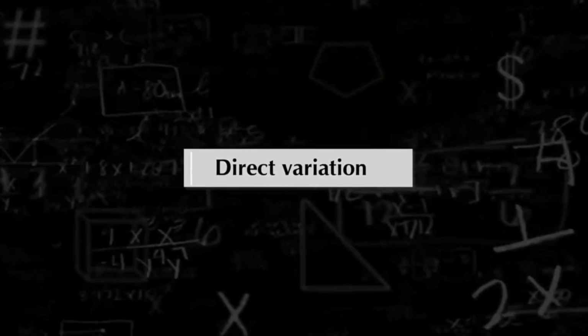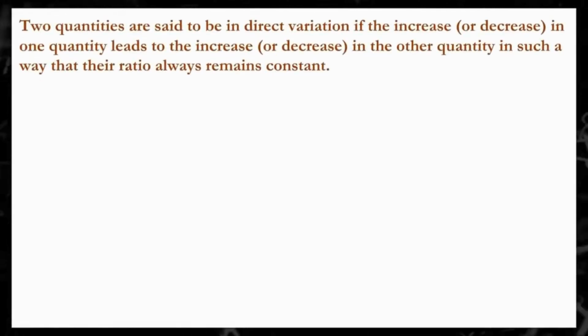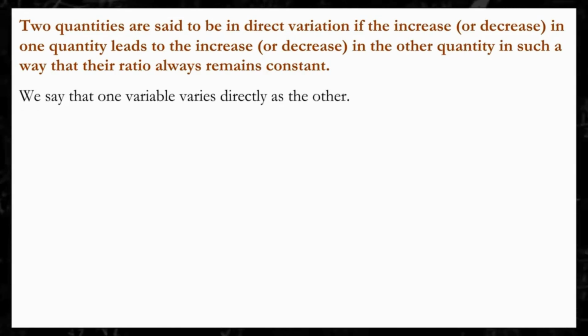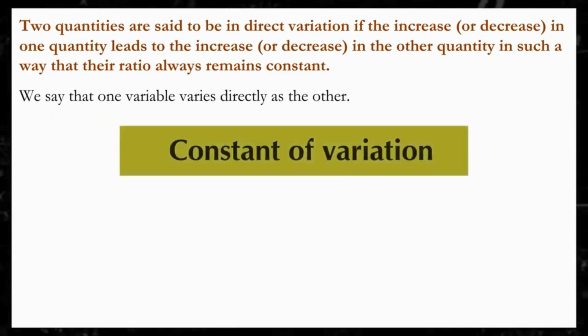Direct variation. Two quantities are said to be in direct variation if the increase or decrease in one quantity leads to the increase or decrease in the other quantity in such a way that their ratio always remains constant. We say that one variable varies directly as the other.